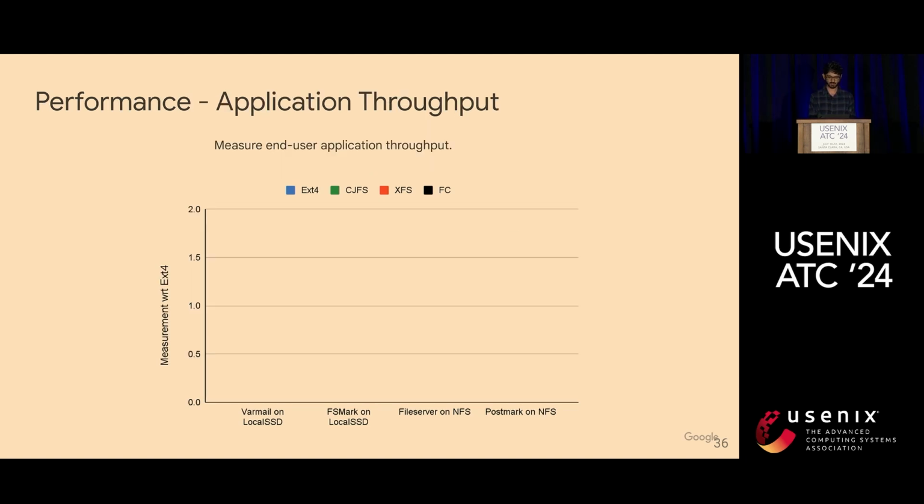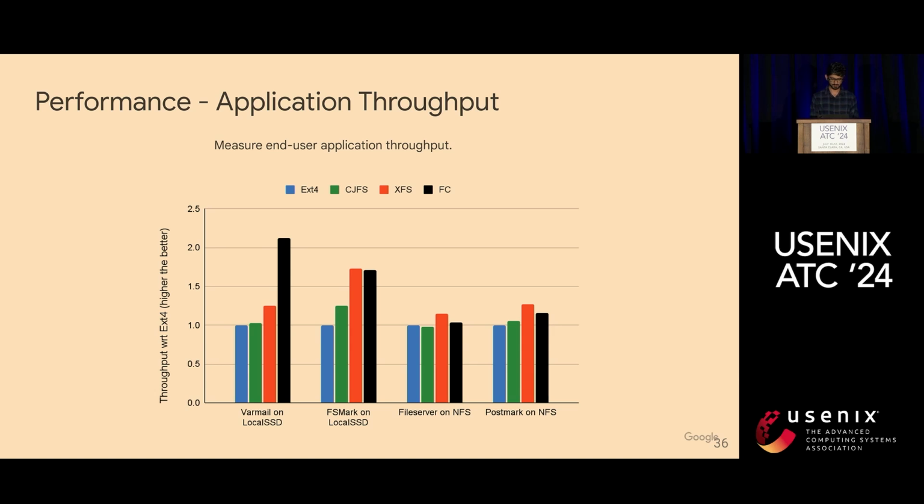Now let's look at the performance of fast commits. In this experiment, we measure the end-to-end application throughput of all the benchmarks. We see that in local setups, fast commit sees a huge improvement over ext4 and CJFS. However, over NFS, the improvement is not as dramatic.